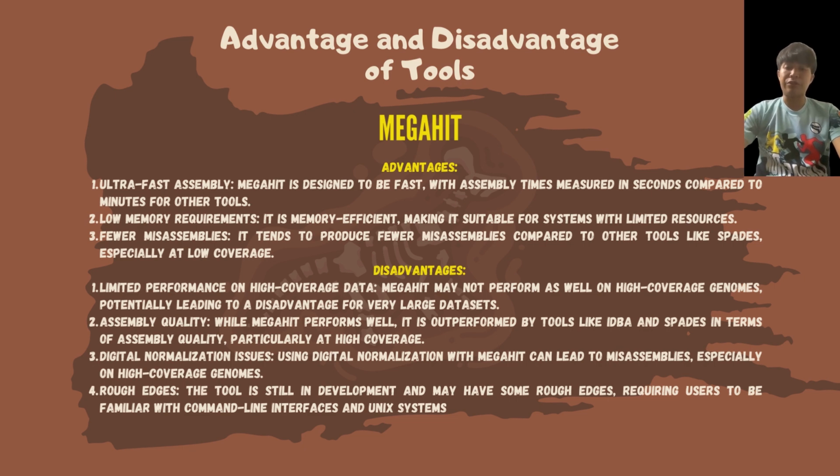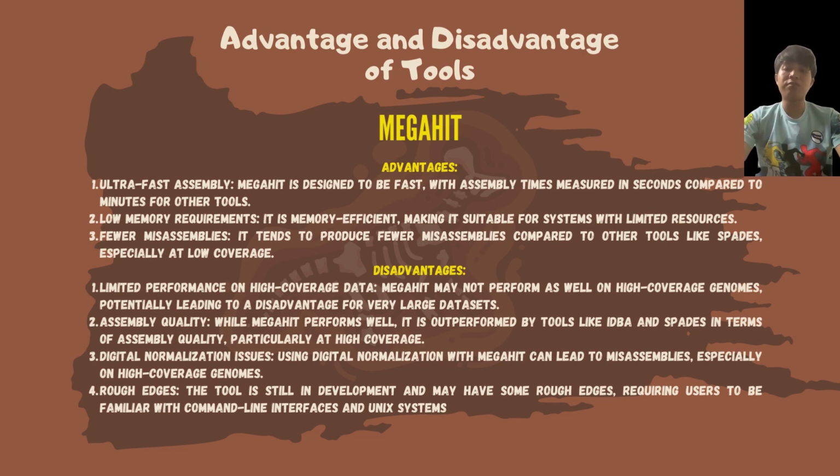Next is low memory requirement. It is memory efficient, making it suitable for systems with limited resources. And lastly, fewer misassemblies. It tends to produce fewer misassemblies compared to other tools like SPAdes, especially at low coverage. But for the disadvantages, limited performance on high coverage data.